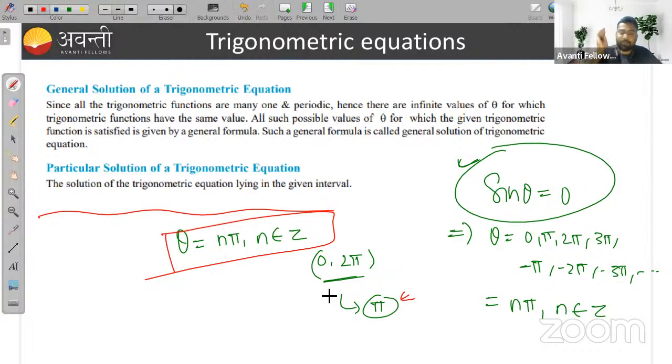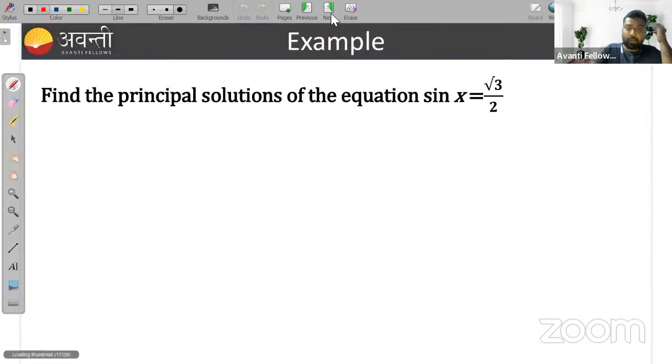Okay? Did everyone understand till here? Let me know in the chat box. Is it clear till now what I have taught you? Is it clear, guys? Please respond in the chat box, everyone. Okay, chalo, let's move.